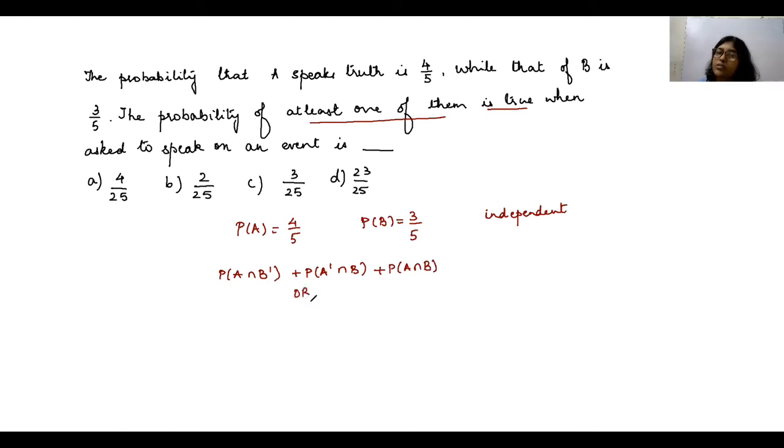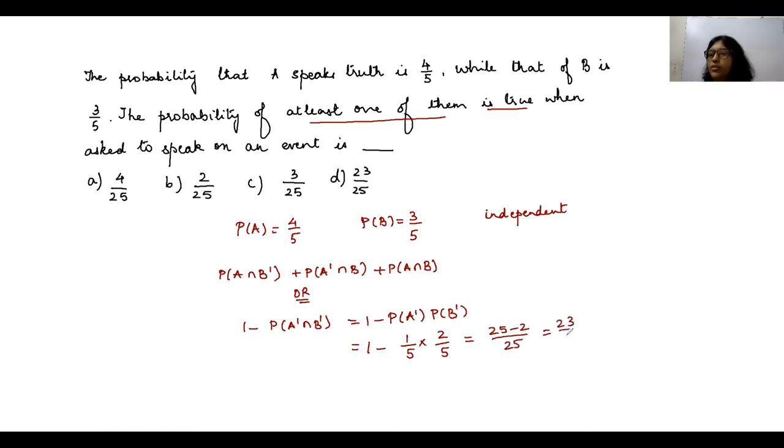The other method is we'll find 1 minus probability that both are lying. We know that for independent events, P of A dash intersection B dash is P of A dash into P of B dash. Now what is P of A dash? 1 minus 4 by 5, 1 by 5. 1 minus 3 by 5, 2 by 5. That is 25 minus 2 upon 25, 23 by 25.